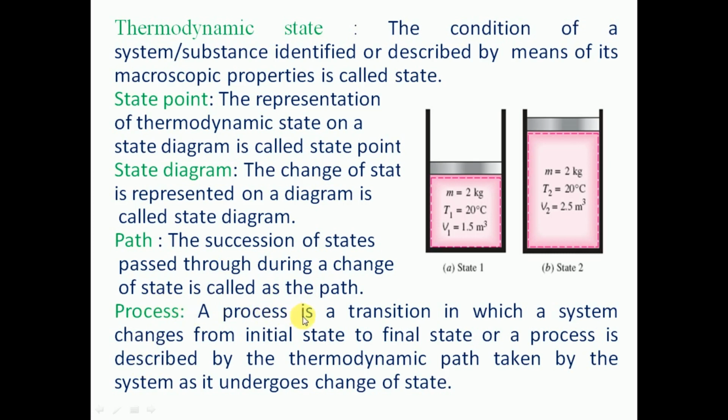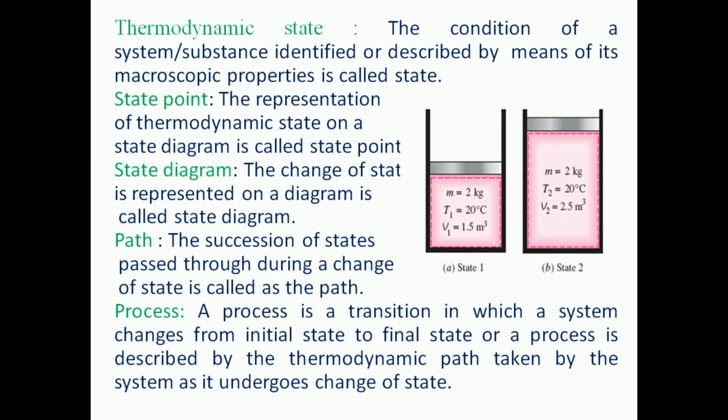Process. A process is a transition in which a system changes from an initial state to a final state, or a process is described by the thermodynamic path taken by the system as it undergoes a change of state. Whenever a change of state is undergone, we call that a process.